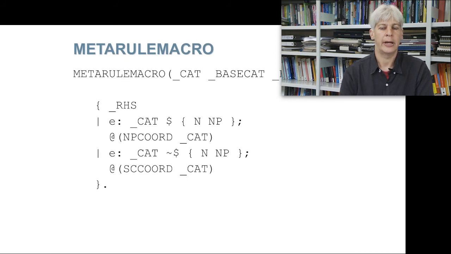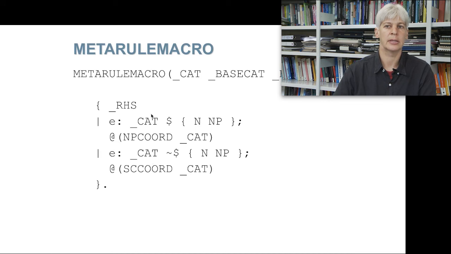Okay, so here's the meta rule macro, the way it is specified in the grammars. Cat, base cat, right-hand side. What you say is, okay, take the right-hand side of the rule. That's what it expands into. And here we have these empty categories again. What you do is you say, okay, if the category is in the set of N and NP, invoke the NP coord regular expression macro.